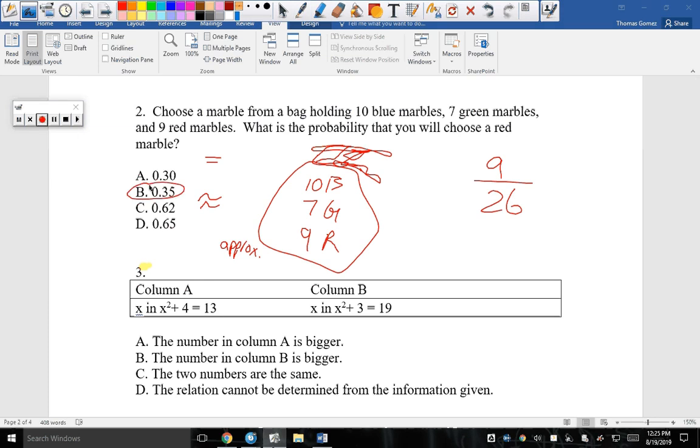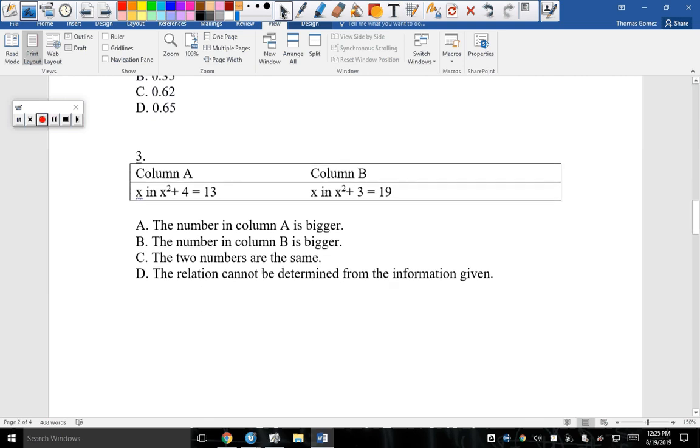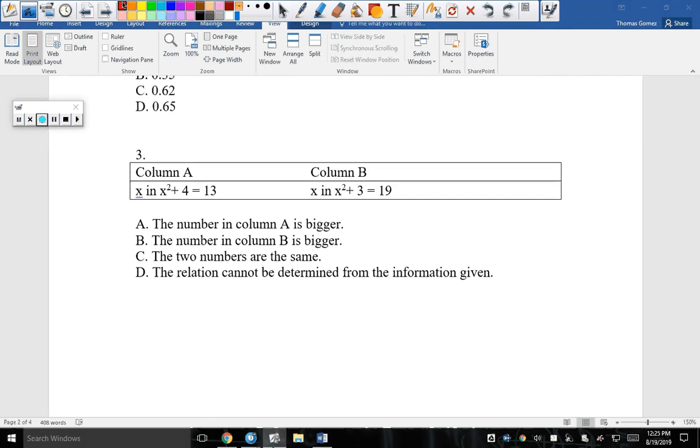Okay. Now number 3. Number 3 is the tricky one. A lot of people forget this. So number 3, let's look at the column A one. Guys, if I told you to solve for x, what would you do first? Subtract 4. You get x squared is equal to 9. Anyone, what's the answer? 3. Try one more time. It's not 3. Plus or minus 3. So plus or minus 3.